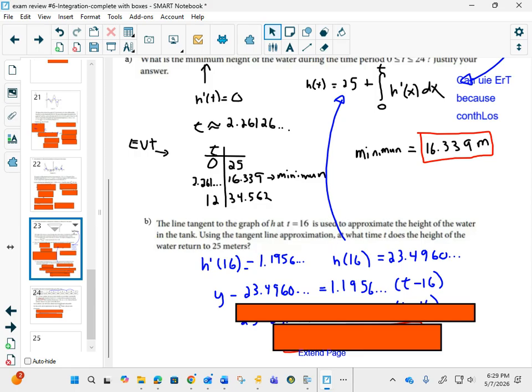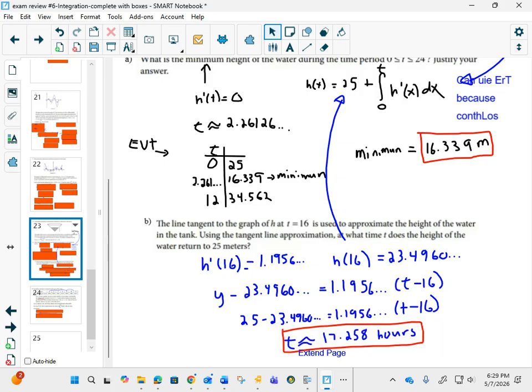I want to find out when it hits 25 meters again. So what am I solving for? I'm solving for the time. So the 25 goes in for the y. And you get 17.258 hours.